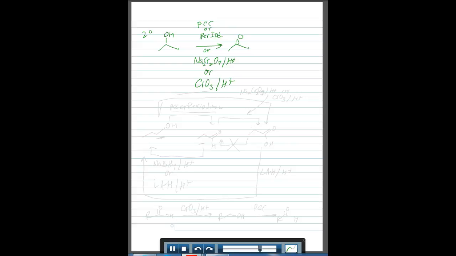But for the primaries, you can go to an aldehyde. So PCC and periodinane are the choice, either one. If you want to go to the carboxylic acid, use the sodium dichromate or the chromic acid. Okay?